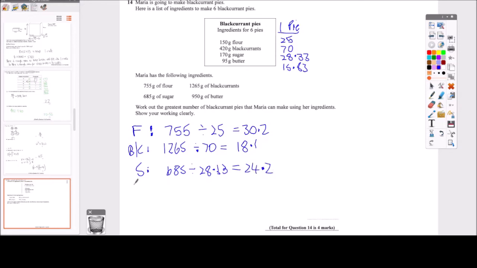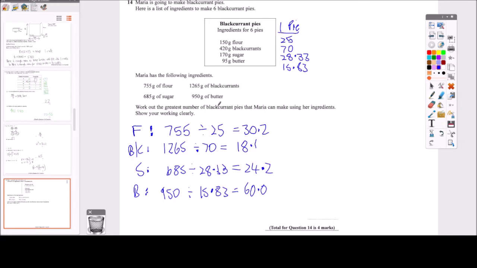pies. And then finally for the butter, I've got 950 grams. I need 15.83 for each pie. So do 950 divided by 15.83. And I get about 60.0 pies. So, which ingredient am I going to run out of first? That's going to be the blackcurrant. I've only got enough blackcurrants to make 18.1 pies.